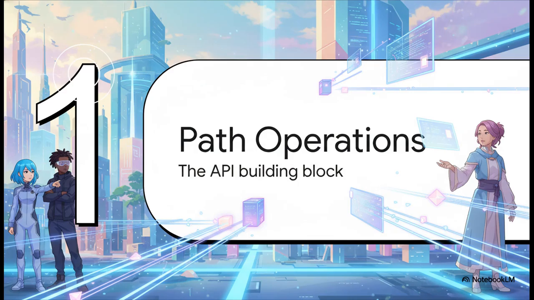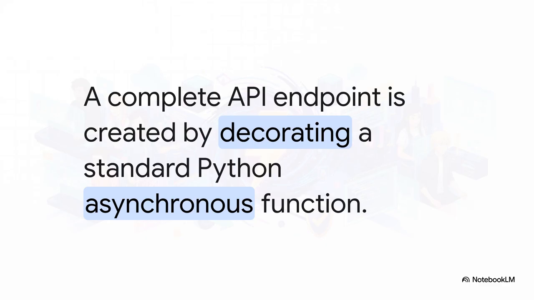The absolute foundation, the atomic unit of any FastAPI application, is what's called a path operation. You probably know it simply as an endpoint. This is the specific function that handles a request for a given URL. And here's what that looks like in its most minimal form. It's surprisingly simple, right? All you're really doing is taking a standard Python async function and putting a decorator on top of it. And believe it or not, this little snippet here, that's a complete working API.